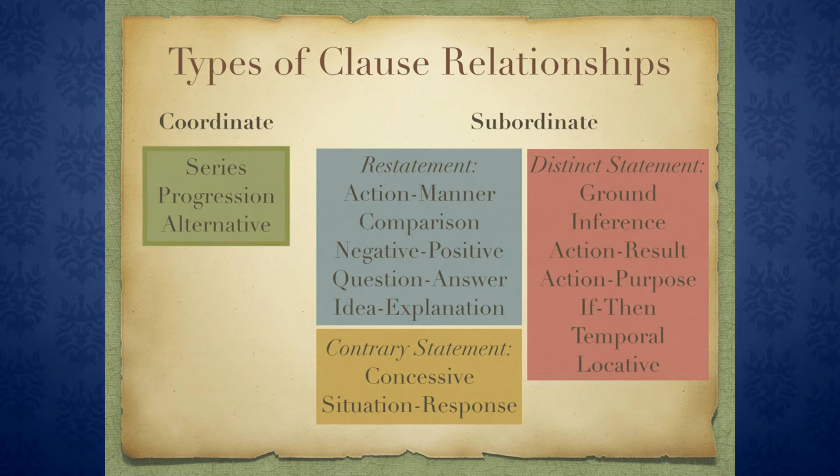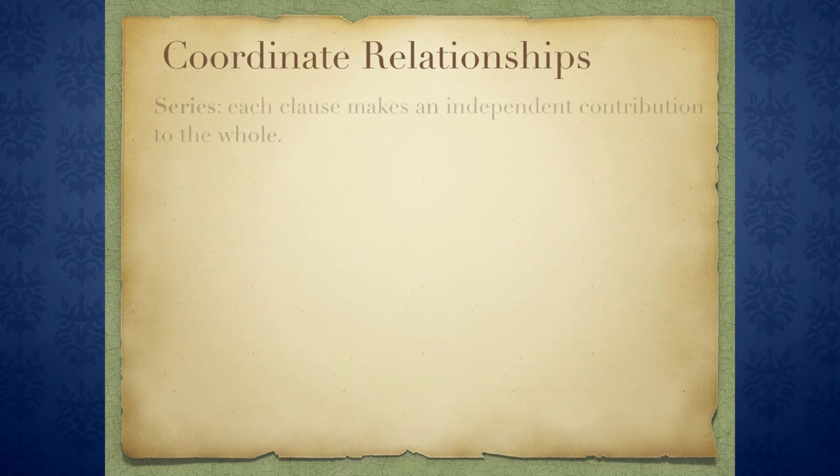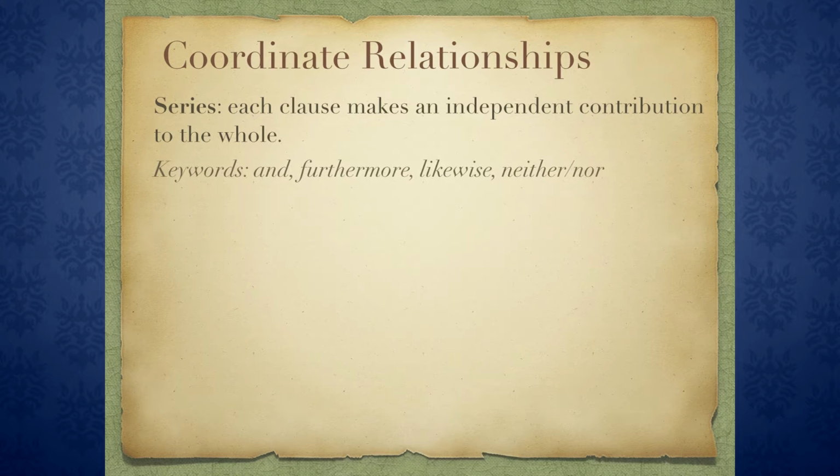First, we're going to start with coordinate relationships. The first type of coordinate relationship is a series. In a series, each clause makes an independent contribution to the whole. Now, as we go through these different sorts of relationships, we'll always talk about the key words. These words are sometimes in the text for us, but if they're not, they're words that we can add to kind of help us understand, is this the type of relationship that we're talking about? Okay, so they're a help for us.